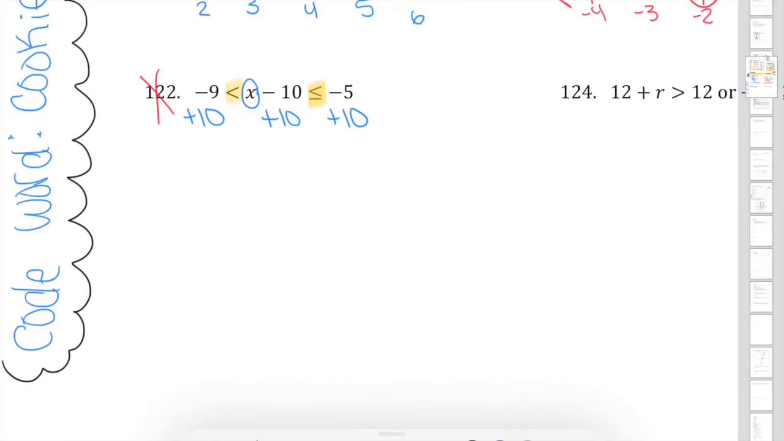You'll see why this is written out so weird in a minute. Okay, but there's 3 different portions of this inequality, so you have to add to all of them. So on this left side here, -9 plus 10 is 1, and then you bring down your less than symbol. Notice here that -10 plus 10 cancels, and it just leaves you with an x. And then the less than or equal to comes down, and -5 plus 10 is a +5.